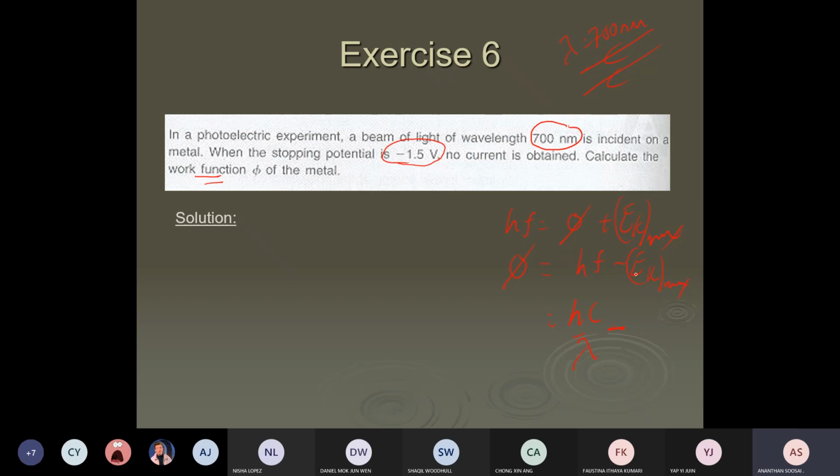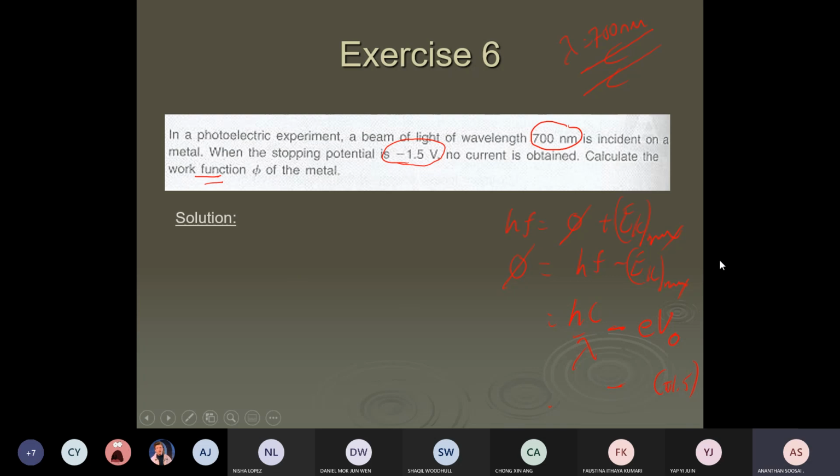Minus E_k max. E_k max in this case, stopping potential is given. So actually E_k max is eV, elementary charge times stopping potential, eV naught or eVs. Here don't go and put negative 1.5, so that negative becomes positive, which is wrong. Don't put just 1.5 only. Okay, just 1.5. So you put 1.5 times the elementary charge, and that will give you the work function.